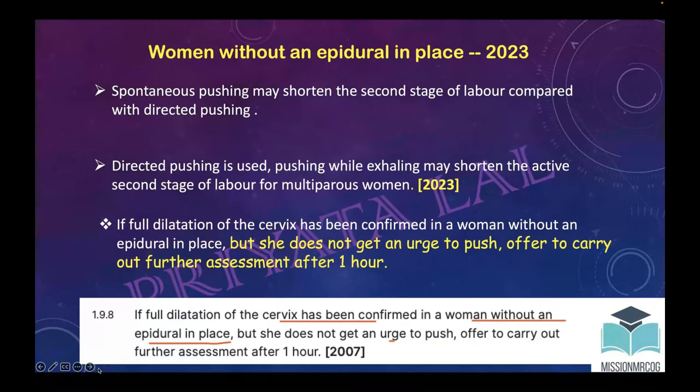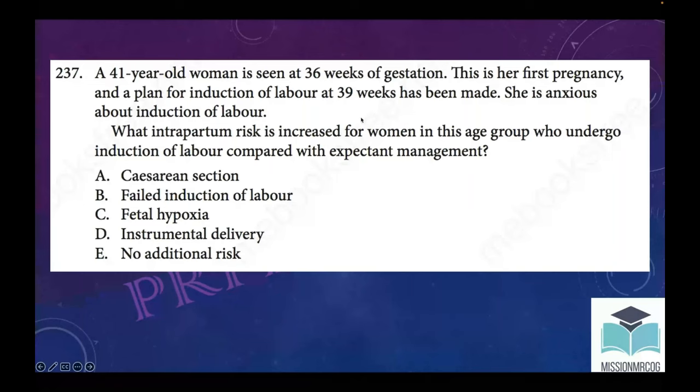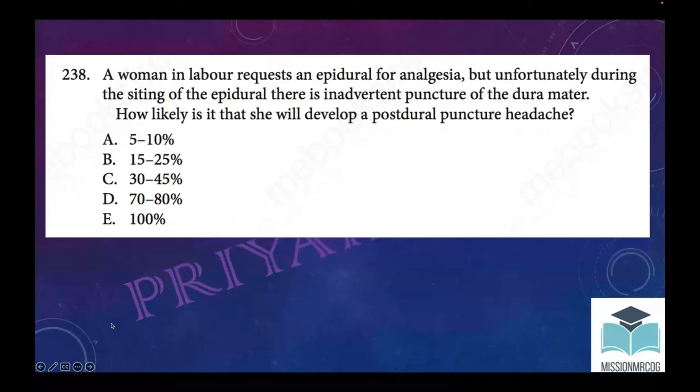Okay, so the patient is a 41-year-old at 36 weeks of gestation, induction of labor planned by 39 weeks. So which intrapartum risk is not increased? Is there any additional risk? No additional risk. Yes. So how many patients will develop post-dural puncture headache? 70 to 80%. Yes, 70 to 80%.